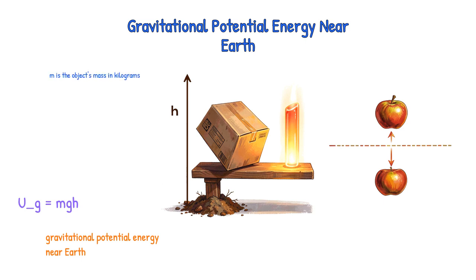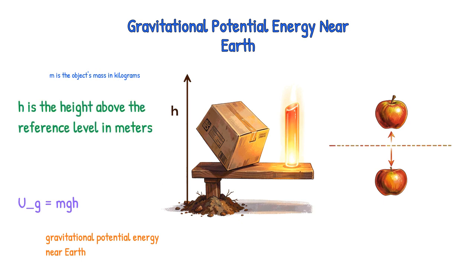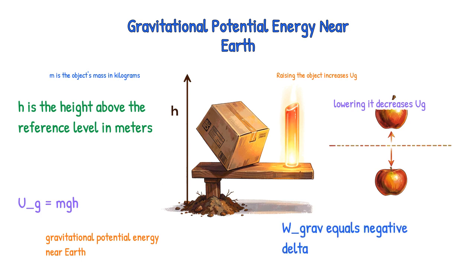Here, m is the object's mass in kilograms, g is the acceleration due to gravity, about 9.8 meters per second squared downwards, and h is the height above the reference level in meters. Raising the object increases UG, lowering it decreases UG. The work done by gravity as the object moves is equal to the negative change in UG, that is, W grav equals negative delta UG, highlighting energy conservation.